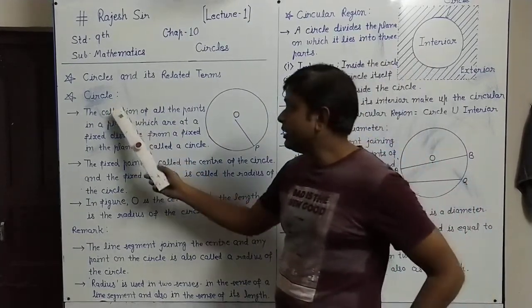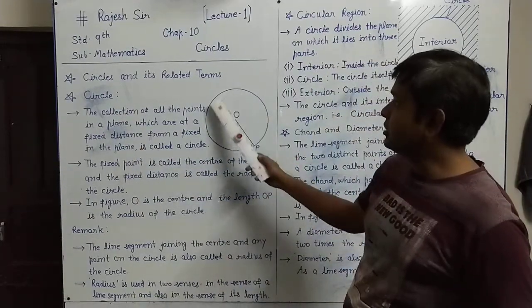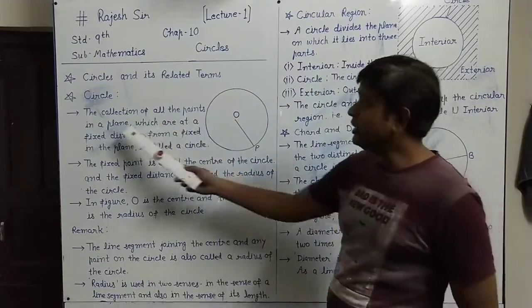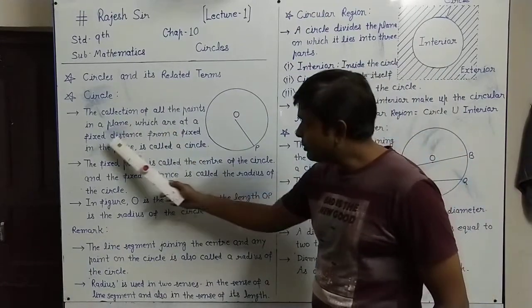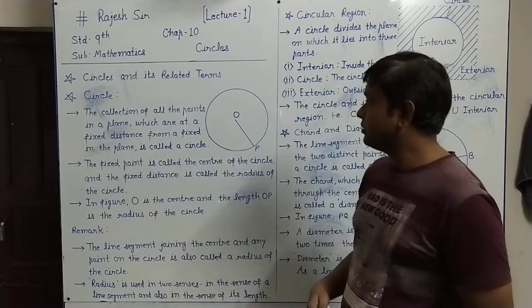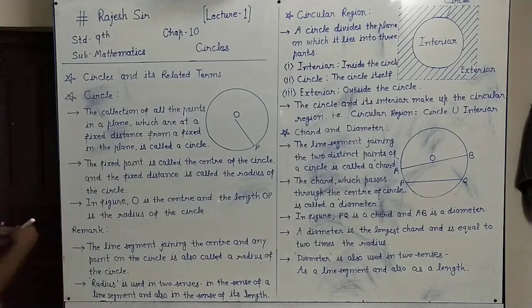First of all, the definition of a circle. This figure is called a circle. It is the collection of all the points in a plane which are at a fixed distance from a fixed point in the plane.